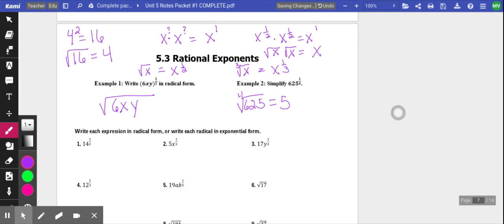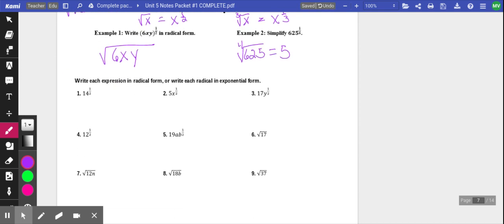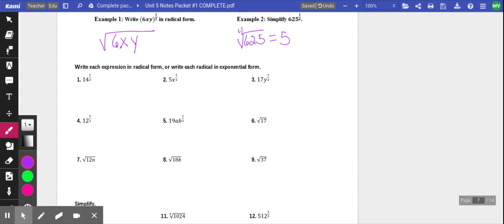So now I want you to write each of these in radical form. Write each expression in radical form, or write each radical as an exponent. So I want you to pause and try 1 through 9.